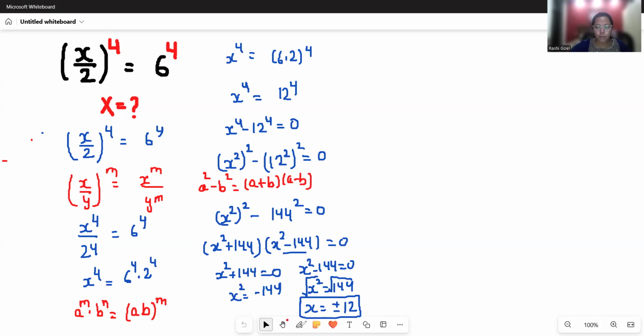So x^2 plus 144 equals 0. x^2 equals minus 144. Again, if I do the square root on both sides, this becomes x equals plus minus 12i. So x1 is 12, x2 is minus 12, x3 is plus 12i, and x4 is minus 12i.